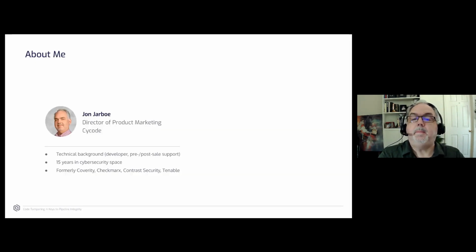Just to give you a little bit about myself, my name is John Jarbo. I'm Director of Product Marketing at SciCode. I have a technical background with a degree in computer science, and I have about 15 years of experience in the cybersecurity space. I've held a number of roles such as developer, pre and post-sale engineering. I've done some consulting, and obviously I'm in marketing now. My career is mostly orbited around application security. I started in SaaS, and I've spent time with a number of the big AppSec players.